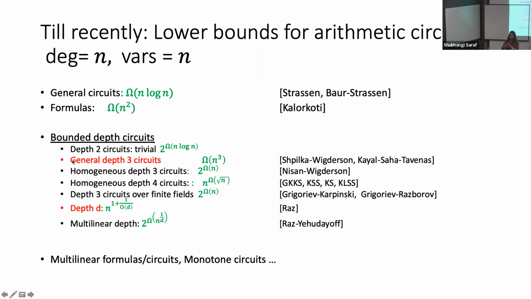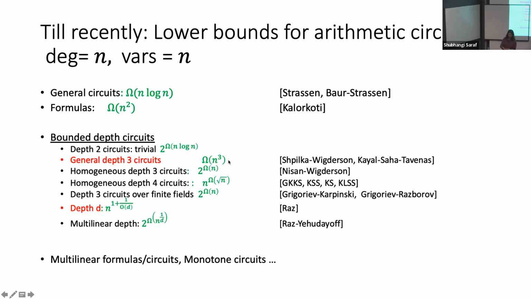The moment you even go to depth 3 circuits, products of sums, general depth 3 circuits, our understanding suddenly got much, much harder. So till recently, for general depth 3 circuits, the best lower bound we knew was just n cube. So maybe the determinant needs size n cube to compute using a depth 3 circuit. This was still recently, but things have changed since then. So I'll talk about that. So the best lower bounds we knew were n cube.